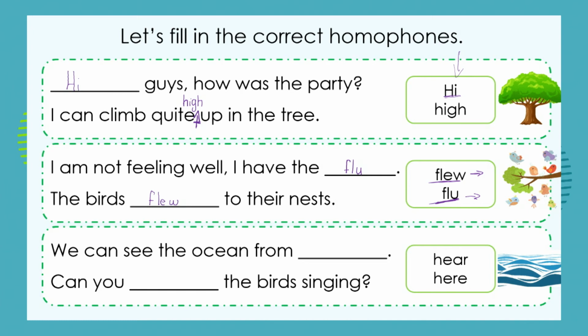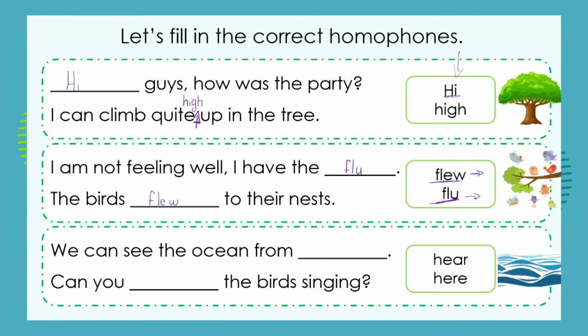Right, so can you see again, we have words that sound the same, but they are spelled differently and have different meanings, and we have to make sure that we use them in the correct sentence. So let's look at the next one. The next one says, we can see the ocean from here, and can you hear the bird sing? So we have here and hear.